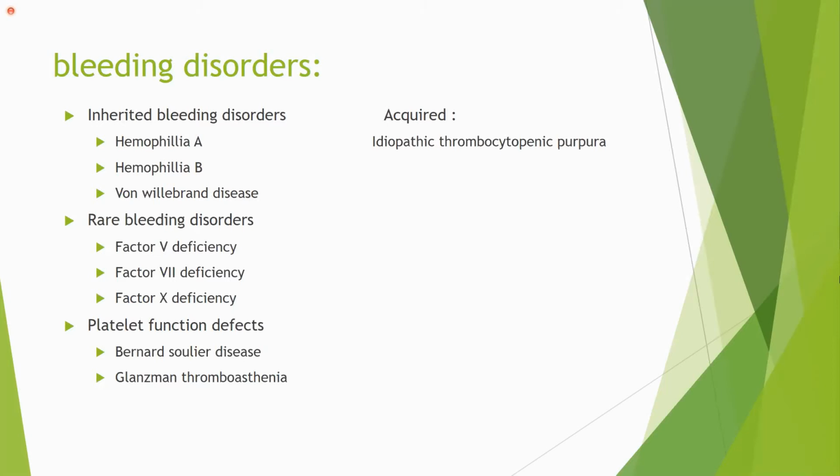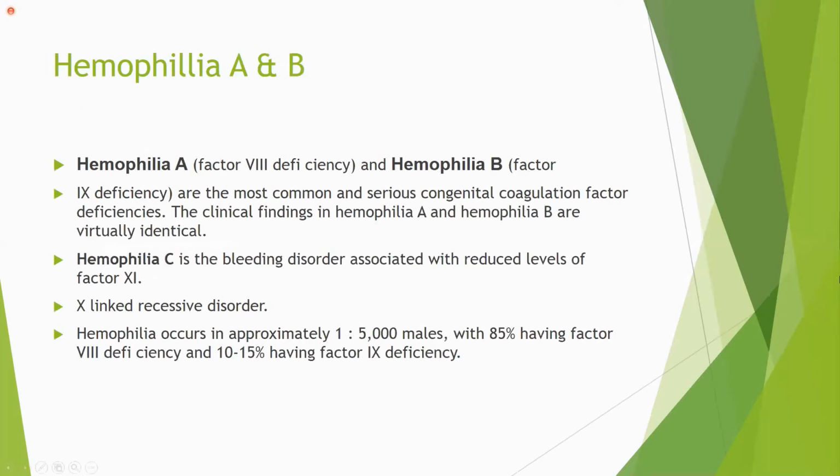What is hemophilia? Hemophilia A occurs because of the deficiency of factor 8, while hemophilia B results from the deficiency of factor 9. These are the most common of the serious congenital coagulation factor deficiencies. The clinical findings in hemophilia A and hemophilia B are virtually identical. So clinically, we cannot differentiate between hemophilia A and B.